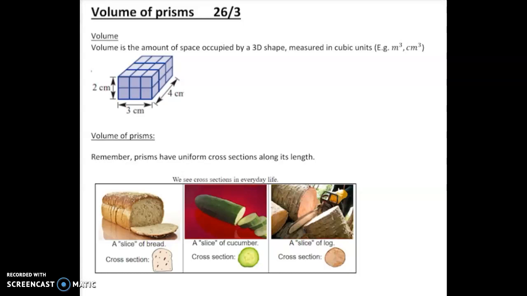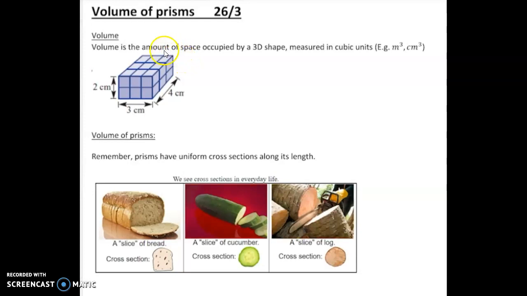Now another way of saying that is we are looking at how many unit cubes we can fit into that 3D shape. Now the unit that we use for volumes are called cubic units, for example, cubic meters or cubic centimeters, etc. So using that basic definition of volume, let's have a look at this first example, which is a rectangular prism.